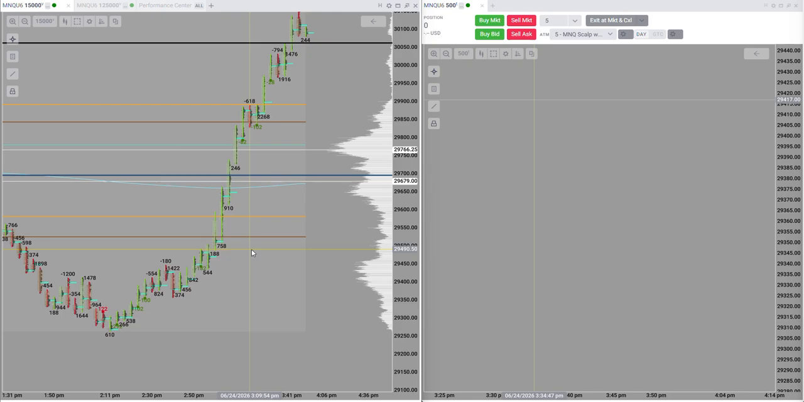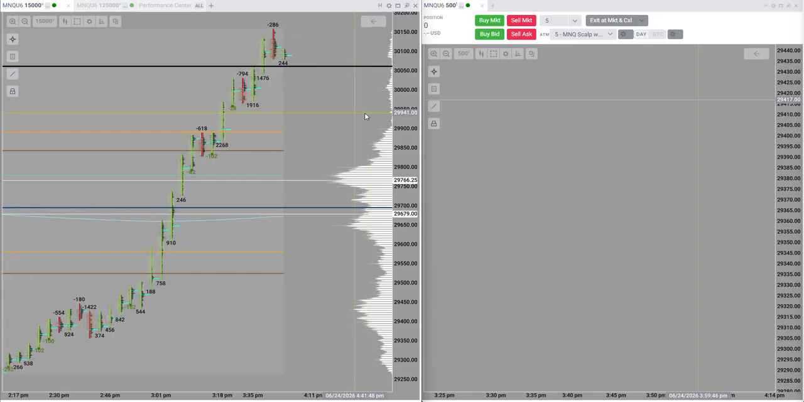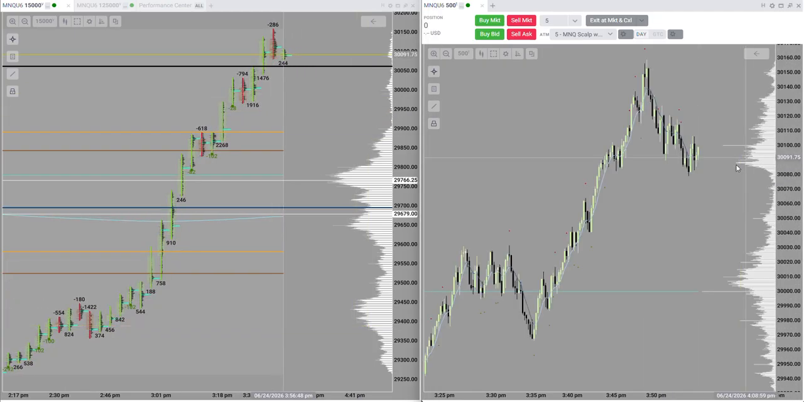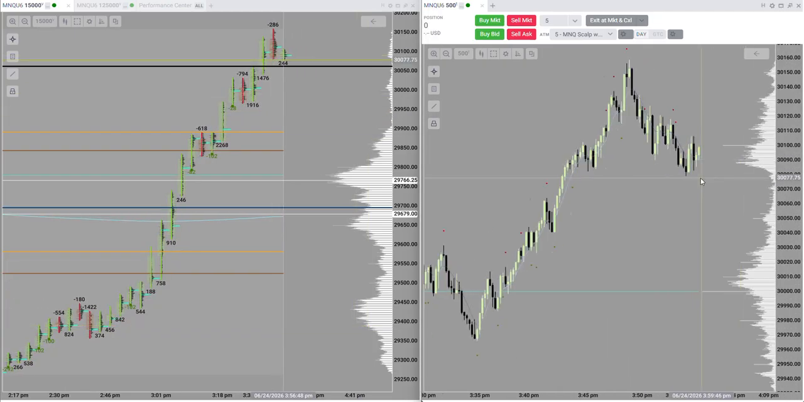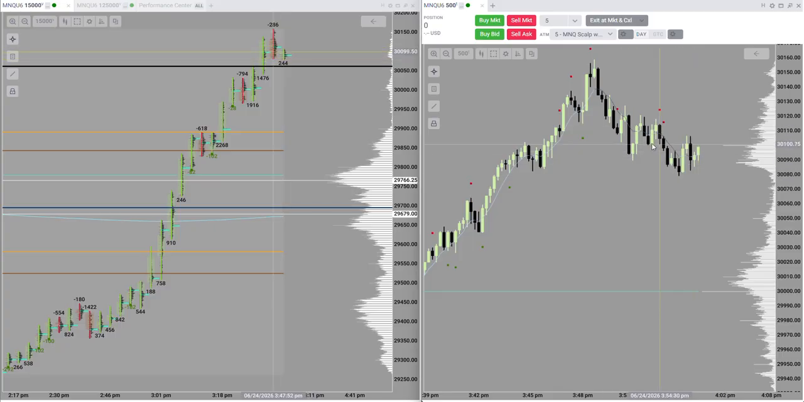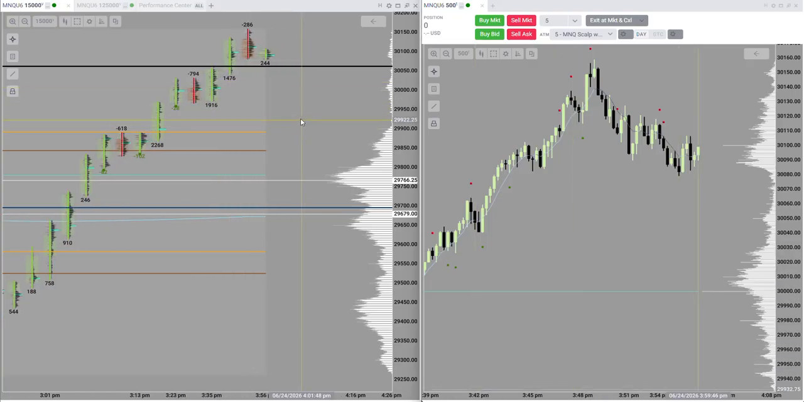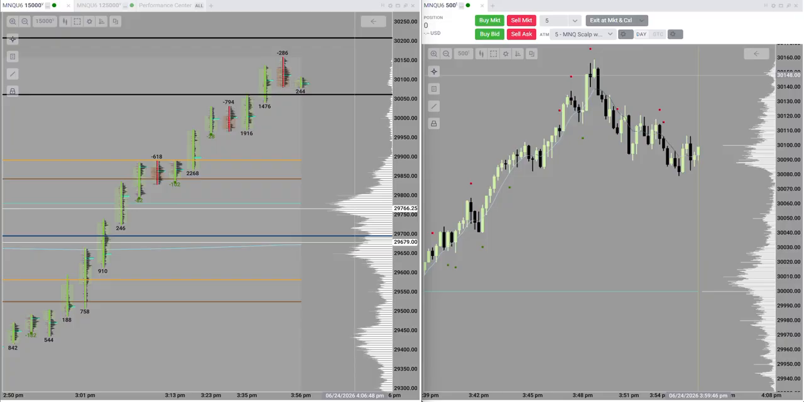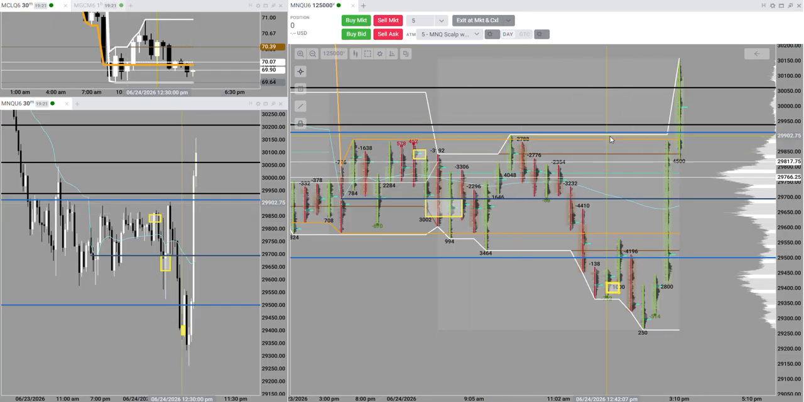Okay, here we are. We're going to be looking at our 15,000 volume candlestick, and then we're going to be looking at our 500 tick candlestick chart. And this is the chart that I do all my trading on, but I get a lot of information from this chart. I should actually start with another chart. All right, this is a chart that we should start with.